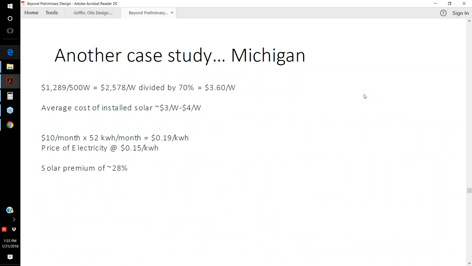Okay. If I have $1,289 over 500 watts, and then I back out the tax credit, that is equivalent to buying a solar array at $3.60 a watt. And the average cost of installed solar, while it really needs to be lower than this, I commonly see installs for $3 to $4 a watt.